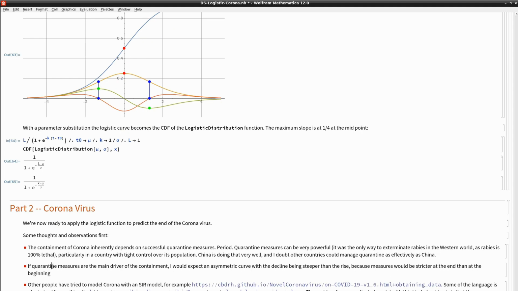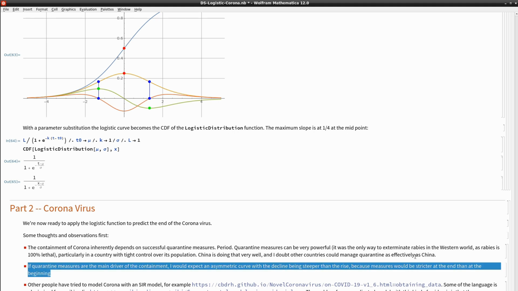Next point, if quarantine measures are the main driver of the containment, then I would expect an asymmetric curve, with the decline being steeper than the rise, because measures would be stricter at the end than at the beginning. So we cannot necessarily assume that the solution is going to be entirely symmetric, and that is a good thing. We want the end to be steeper than the beginning. We want measures to be more and more effective.